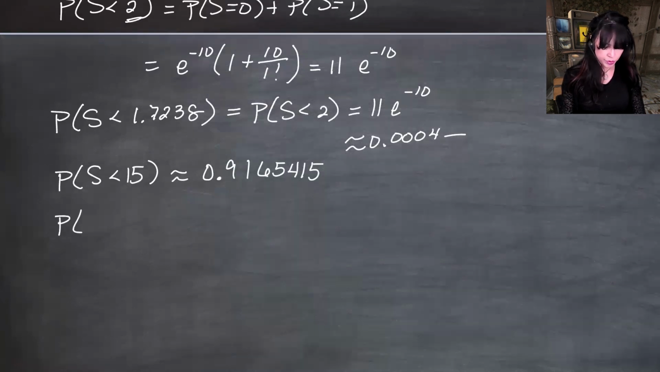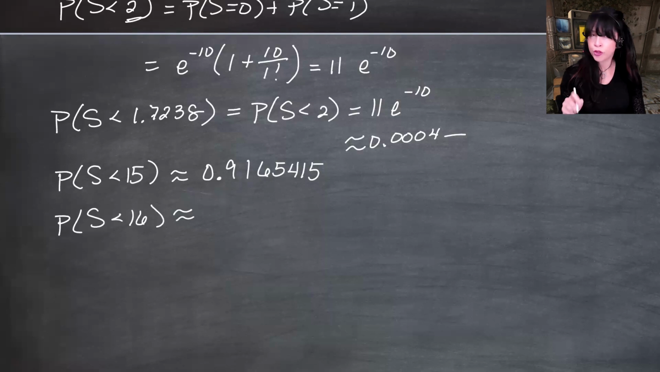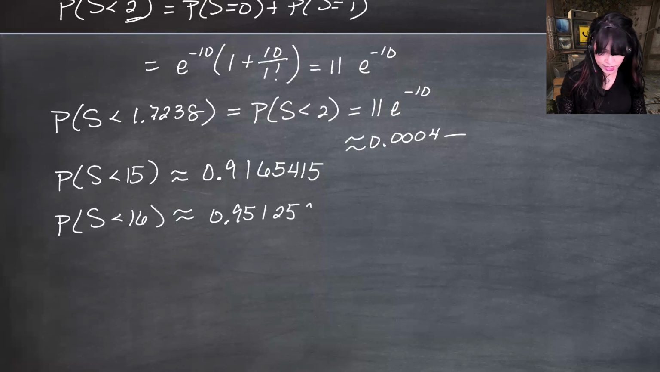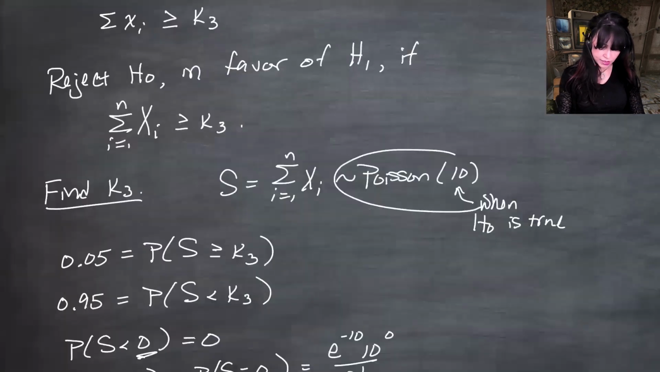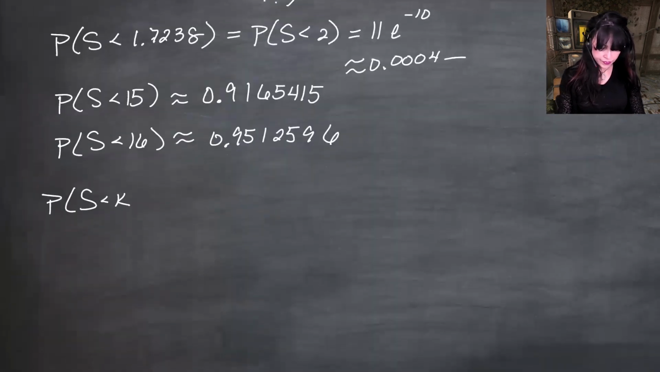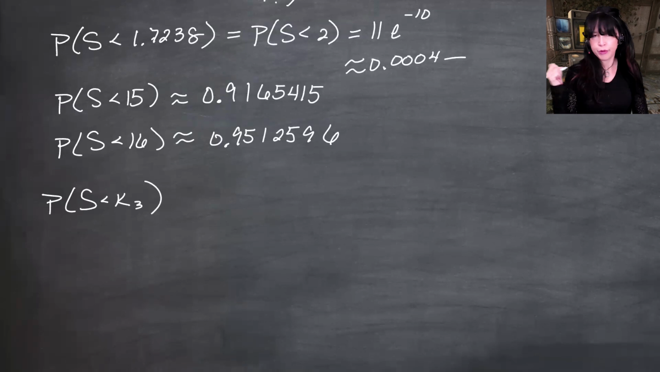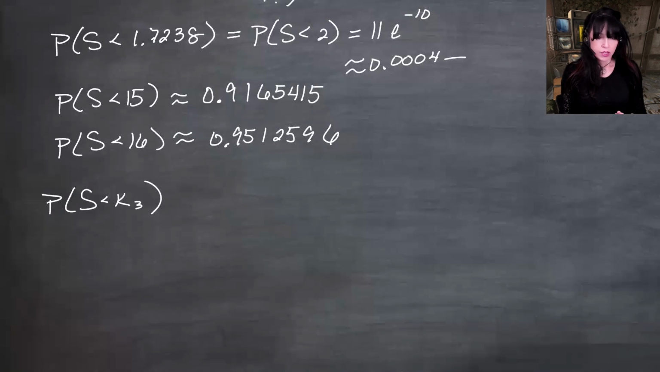And now I'm going to look at the probability that S is less than 16. And this is where I jump over the 0.95, and I got 0.9512596. So in other words, I'm solving S less than some K3. And when K3 was 15, I got something under where I need to be. And when K3 was 16, I got something over where I need to be.